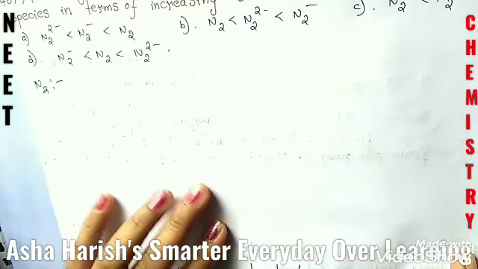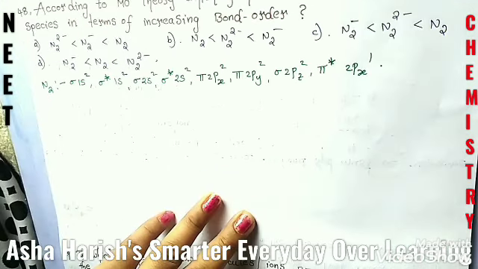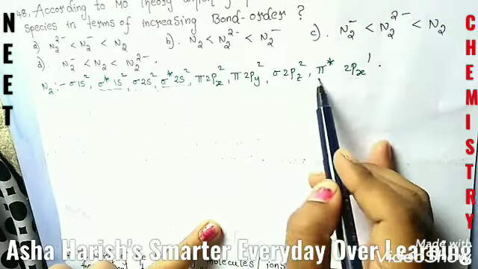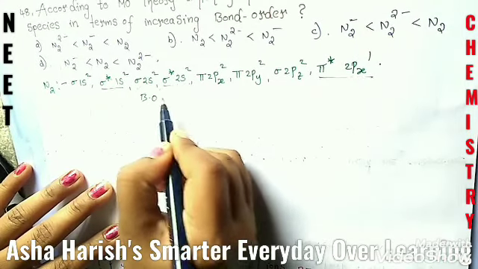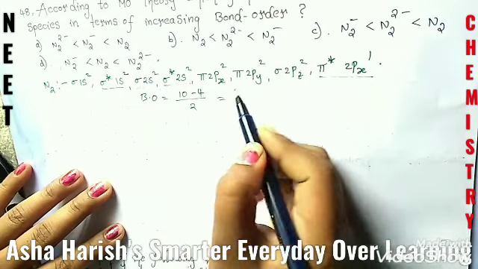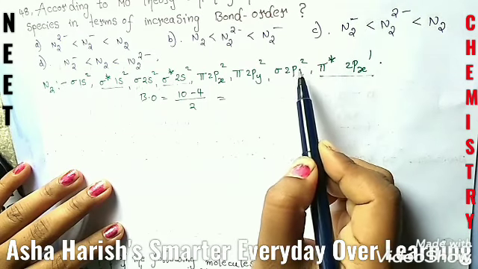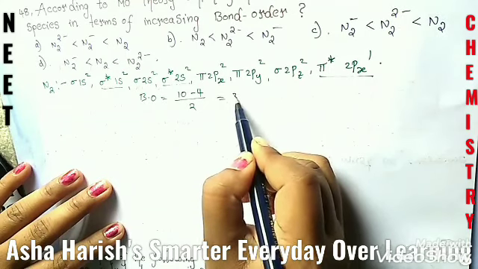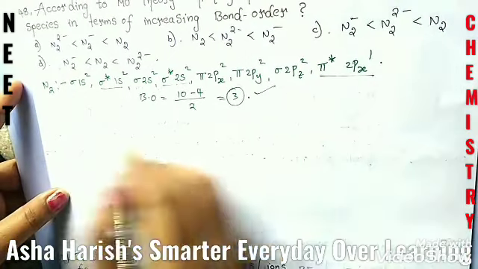This is the electronic configuration of N2 based on MOT. These are the bonding orbitals and these are the anti-bonding orbitals. Based on this you need to find the bond order: 10 minus 4 by 2. Why? Because you can see 2, 4, 6, 7, 8, 9, 10. There are 10 bonding electrons and 4 anti-bonding electrons. The bond order here is 3. Okay, students, and we'll go for the next ion.